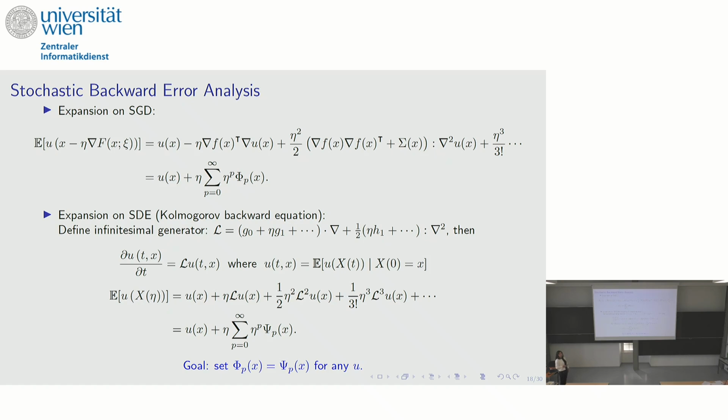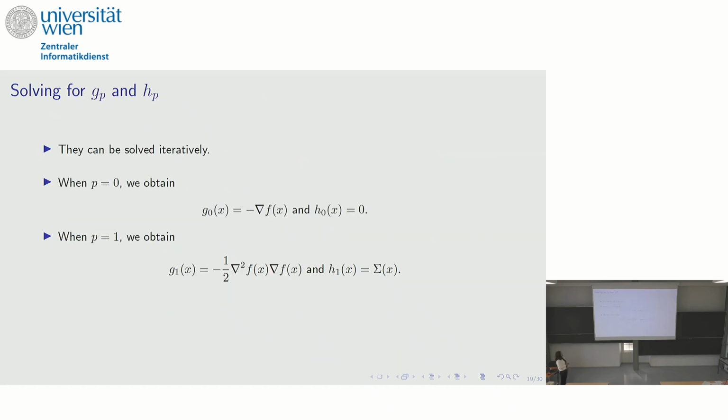We then try to derive what exactly G and H are by matching these. This can be solved iteratively. You start with p equal to 0, and you can easily figure out what G0 and H0 are. This exactly leads to gradient flow. If you set p equal to 1, you can easily calculate what G1 and H1 are. This gives you basically the implicit regularization flow with the same diffusion term as we discussed, SME2.